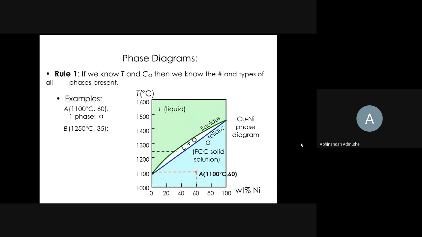At point B, the temperature is 1250 degrees centigrade, and the composition is 35 weight percent nickel. But here two phases are present. At point A, only one phase was there, that is only the solid phase, alpha. But at point B, you can see two phases exist, liquid plus solid.